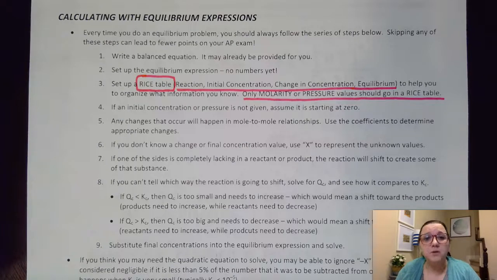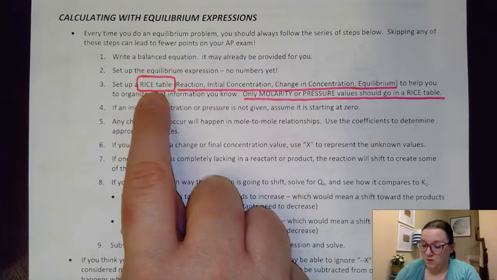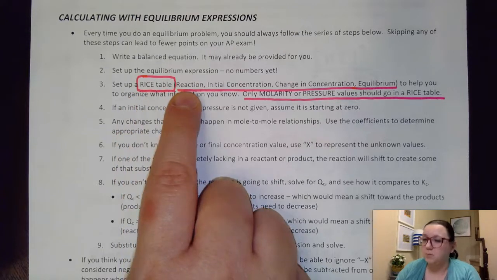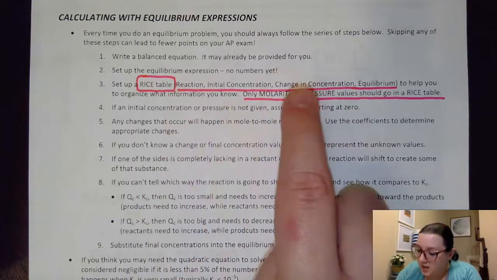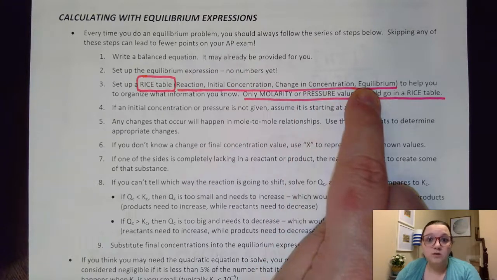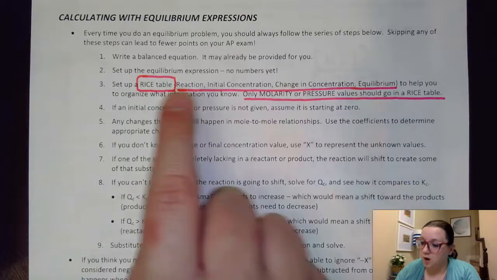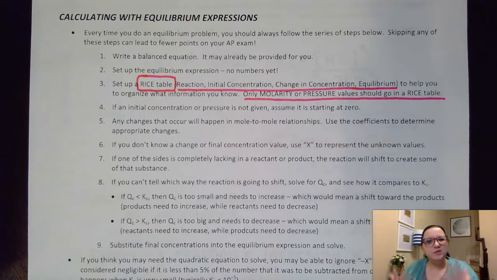And so it's really important to organize our information so that we know what kind of pieces we're dealing with. And that's where a RICE table comes into play. Now, the acronym RICE stands for reaction. So we're going to write our balanced equation, initial concentrations, change in concentrations, and then equilibrium. What do we have once those rates stabilize out? So there's where our RICE comes into play. And what they do is they basically just help us organize information so that we can start to figure out what is happening where.